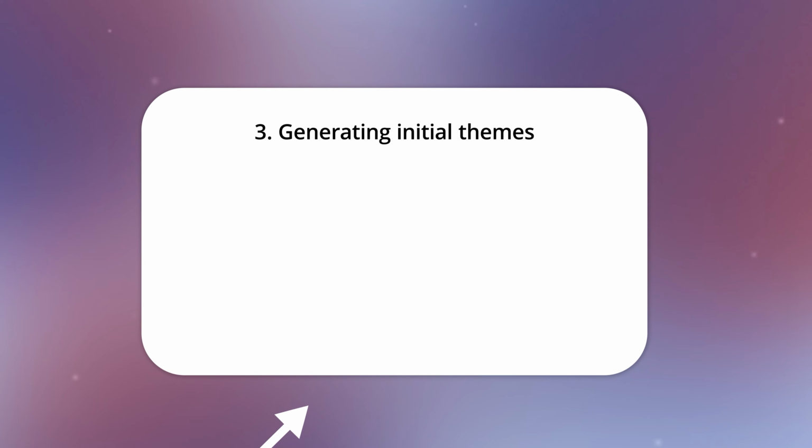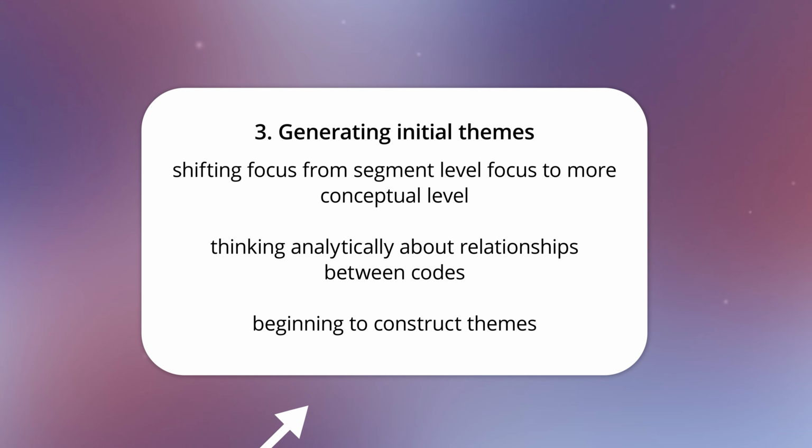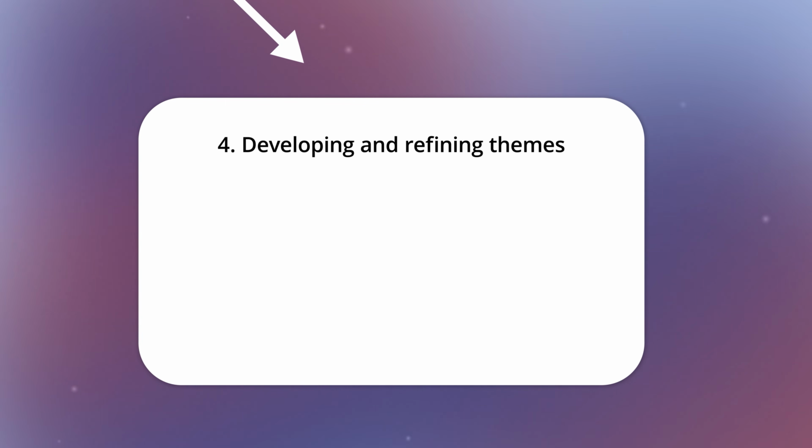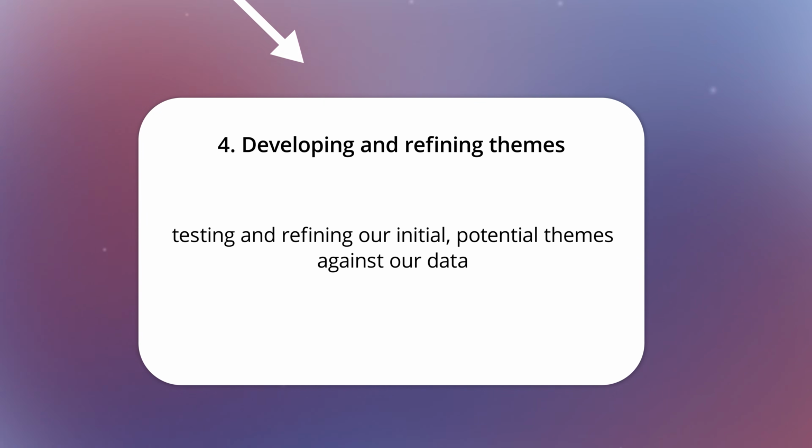3. Generating initial themes. In the next step, we shift our analytical focus from individual codes to broader patterns of meaning. This means we are moving away from the detailed, segment-level focus of coding to a more conceptual level, thinking analytically about relationships between codes and beginning to construct themes that capture broader underlying meanings and concepts addressing our research questions. 4. Developing and refining themes. In the next phase, we rigorously test and refine our initial potential themes from phase 3 against our data.